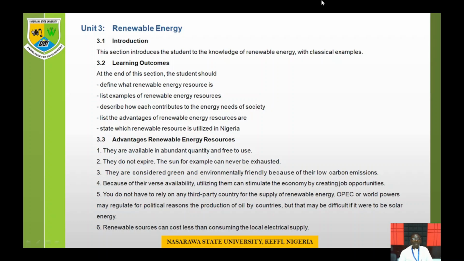OPEC, for example, in the energy world, regulates the quantity of oil produced per day. For example, it can fix a quota and say Nigeria can produce 2.8 million barrels per day. But the sun, for example, you can't regulate that. So third-party reliance is eliminated. Then number 6, renewable sources can cost less than consuming the local electrical supply.